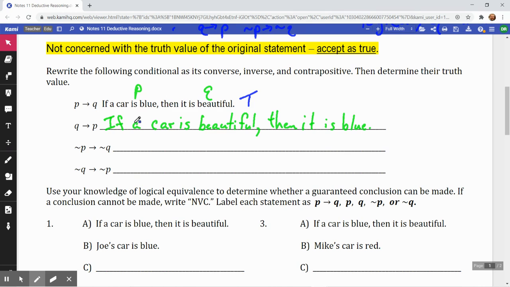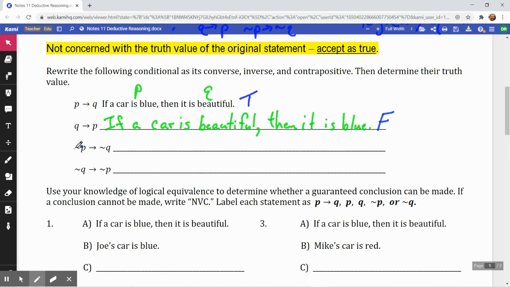So when the converse says if a car is beautiful, then it is blue, well, yes, it could be blue, but that's not a guarantee for us. Because it's not a guarantee, we're going to consider this to be false. You could give a counterexample such as a red car could be beautiful. We do not have a guarantee that a beautiful car has to be blue. All we know is that blue cars will be beautiful. So no guarantee here.